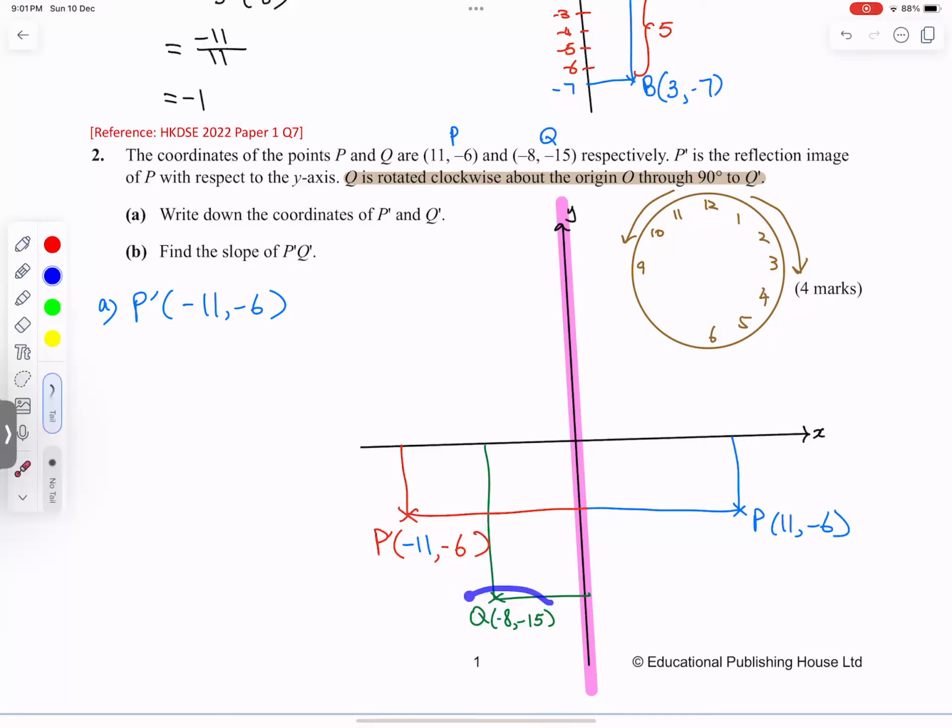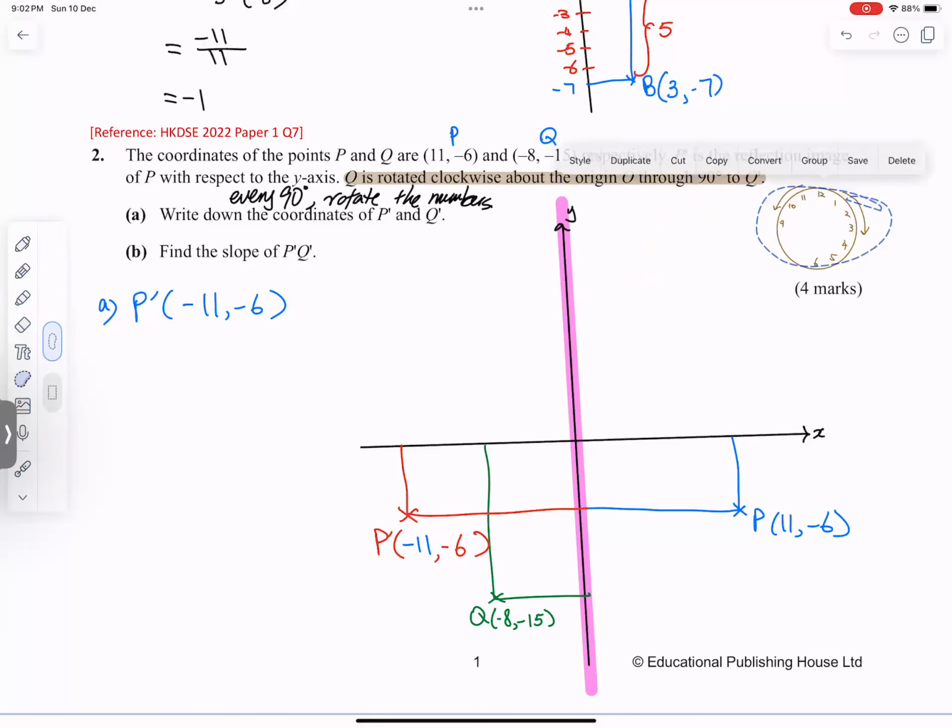Okay, so here, going clockwise, how many boxes? Each box is 90 degree. And then we just need to do 90 degree. So just one box. And then every 90 degree, you rotate the numbers as well. What does that mean, Miss? That sounds so weird already, right?